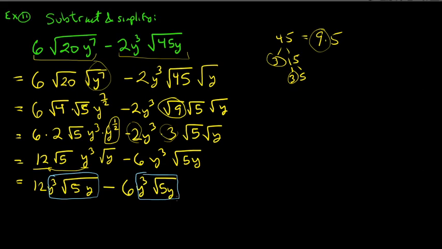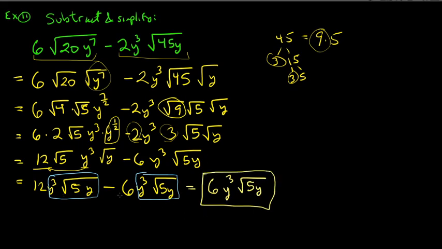So we can subtract those two boxes, right? 12 boxes minus 6 boxes is, well, 6 boxes. So what's in the box? Y cubed, square root of 5y. Okay. And so we're done, right?